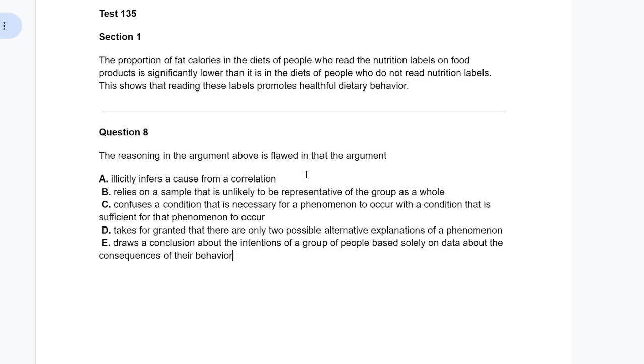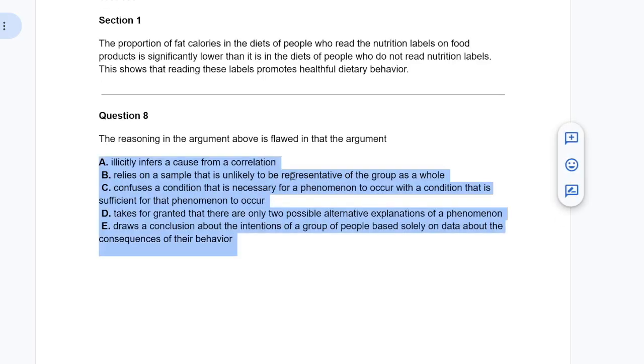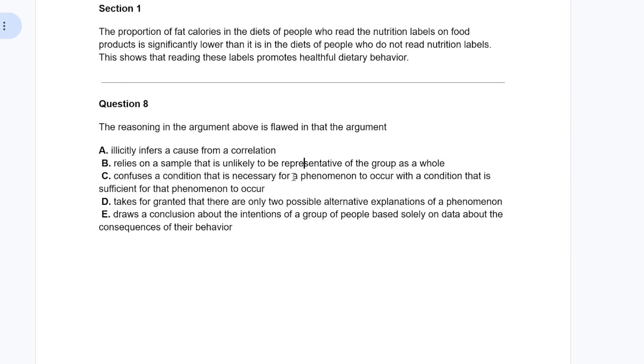B says that it relies on a sample that's unlikely to be representative. Yeah, I have no idea if that's the case. I mean, maybe, I'm not sure. C says it confuses a condition which is necessary for a phenomenon with one that is sufficient. That's a different flaw. You can watch our video on sufficient versus necessary conditions. That's also going to be in the description. D takes for granted that there are only two possible alternative explanations of a phenomenon. I don't think we ever looked at two different alternative explanations. And then E draws a conclusion about the intentions of a group. We never really talked about their intentions. So yeah, it's going to be A.